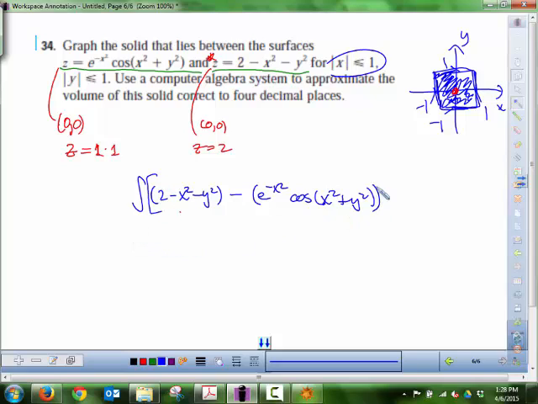And then I will integrate this with respect to x first from minus 1 to 1, and then with respect to y from minus 1 to 1. Is there symmetry here? Just look at the function. There's symmetry for the first one? Is there symmetry for the second one? Well, e to the negative is not symmetrical. The exponential functions aren't symmetrical.